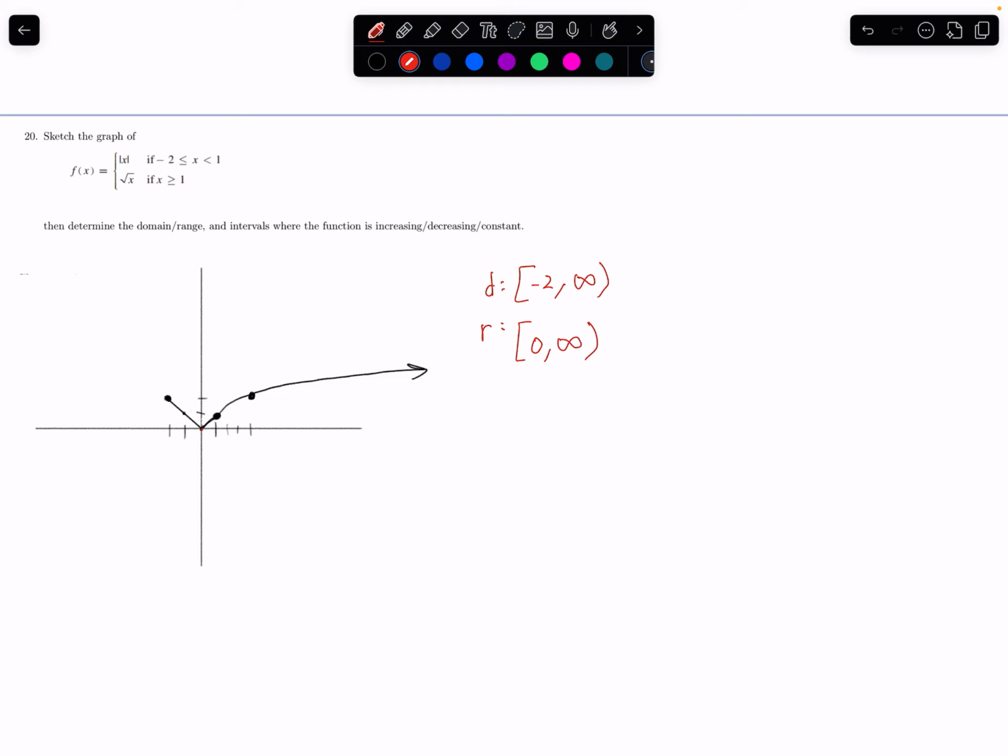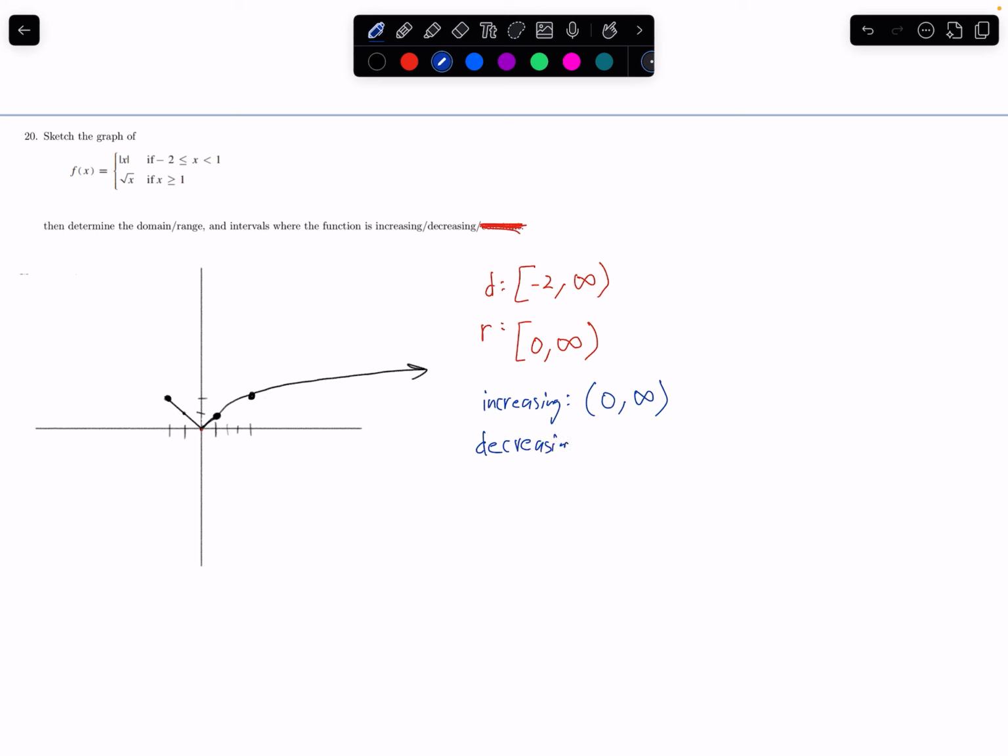Now for where it's increasing, decreasing, or constant. There are no spots where it's constant, where it's horizontal, so you don't have to worry about that part. What about increasing? To figure it out, just read from left to right. Is it going up from left to right? From this position onwards, it's increasing. So it's increasing from 0 all the way to infinity. Notice I use an open bracket for the intervals of increasing and decreasing, because to the left it wasn't increasing until I got to this point.